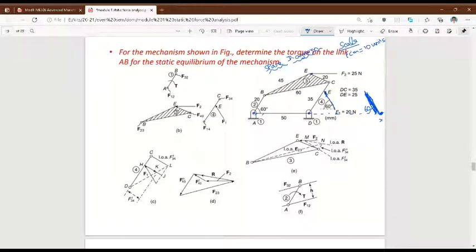Now the diagram is complete. This is how you have to draw this force line. Otherwise you can't draw it. You can draw, but that will be somewhat complicated. If you use this method, it will be very easy. Now this diagram is over.